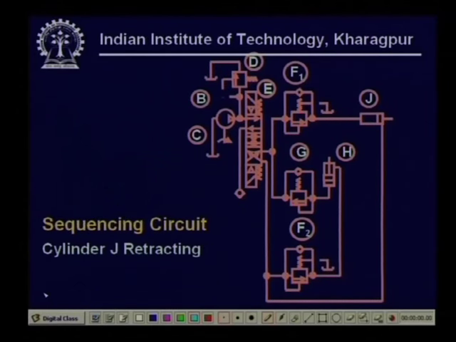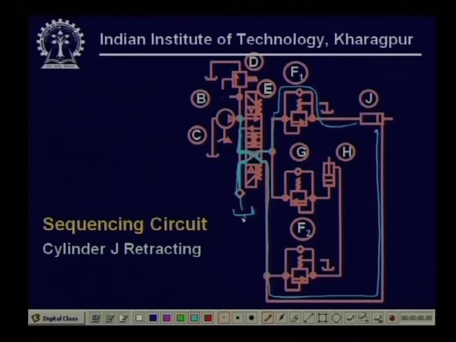Next, cylinder J retracting. What happens is now you have moved the solenoid. Actually this is wrong. This should be connected to this point and this pump should be connected to this point. So now the pump flow is connected like this, goes through this, cylinder J retracts, flows out through this, free flow check valve, and goes through this to the tank. Cylinder J retracts, right?